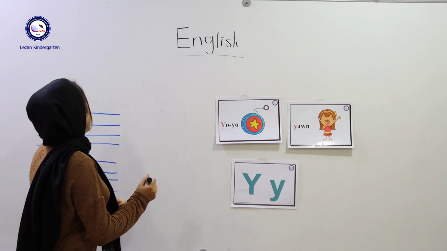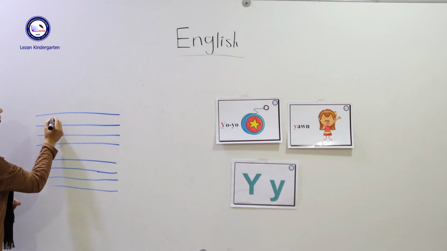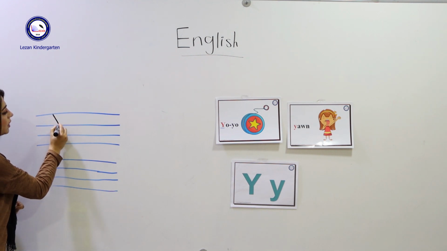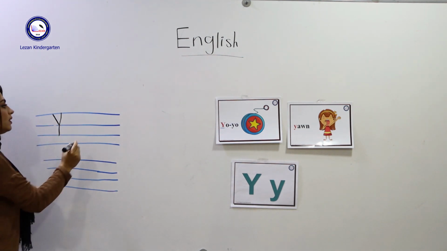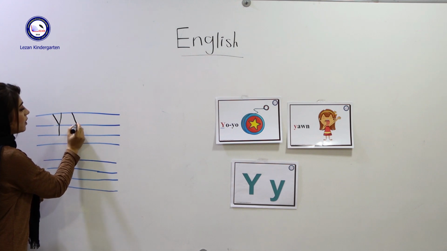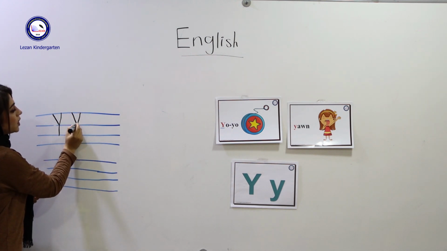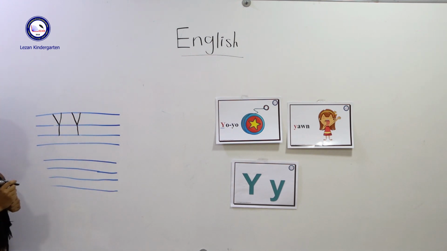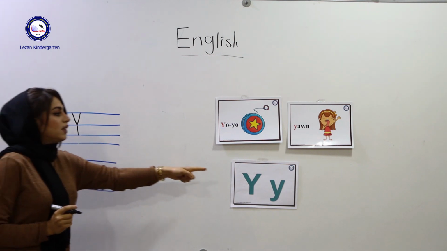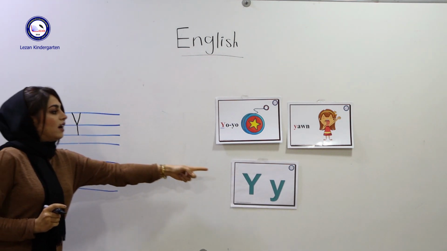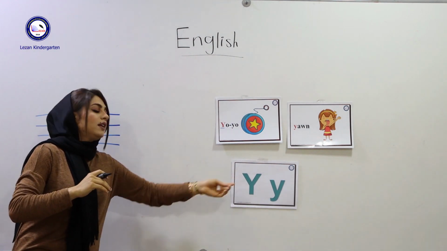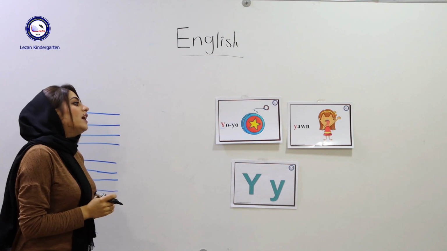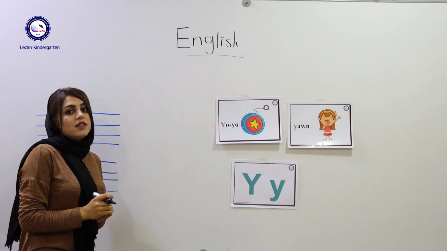How we write capital Ya? Look. Come to down, go to up, draw a straight line under it. Okay, again. Come to down, go to up, draw a straight line under it. This one is capital Ya. What's this letter? Capital Ya. Let's see who's friend with this letter.